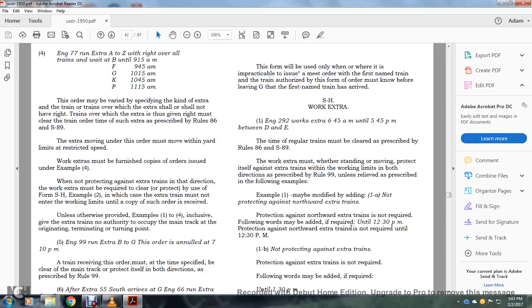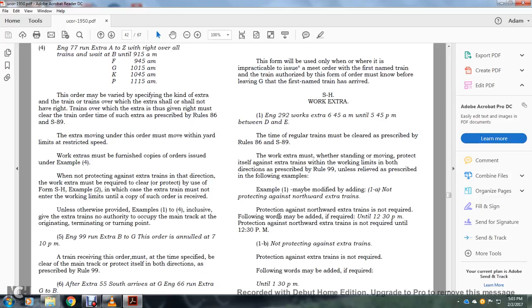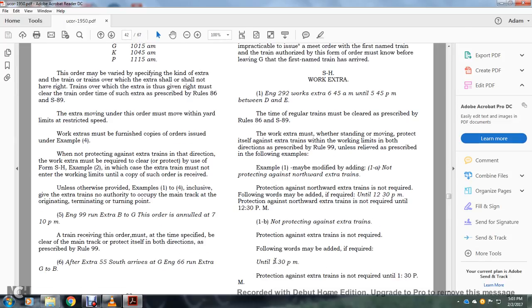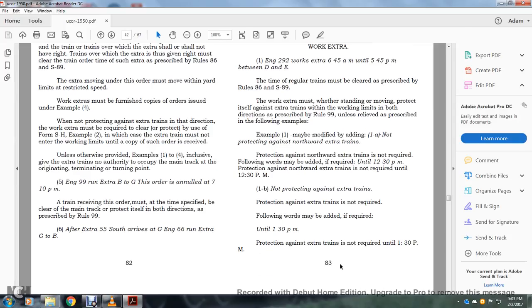Protecting against the northward extra is not required until 12:30 p.m. Not protecting against extra trains. Protecting against extra trains is not required. Following words may be added if required: until 1:30 p.m. Protection against extra trains is not required until 1:30 p.m.